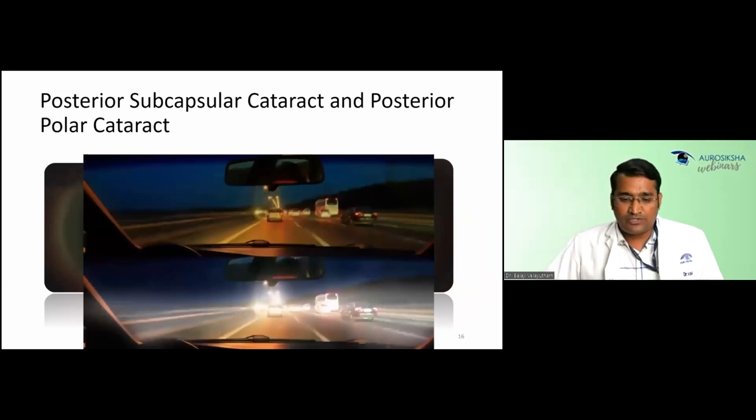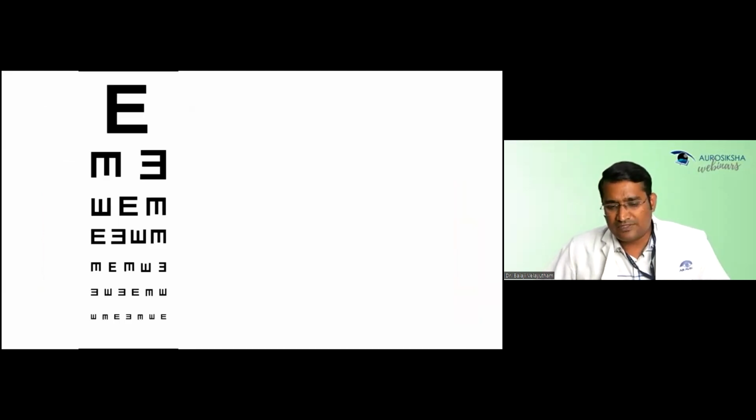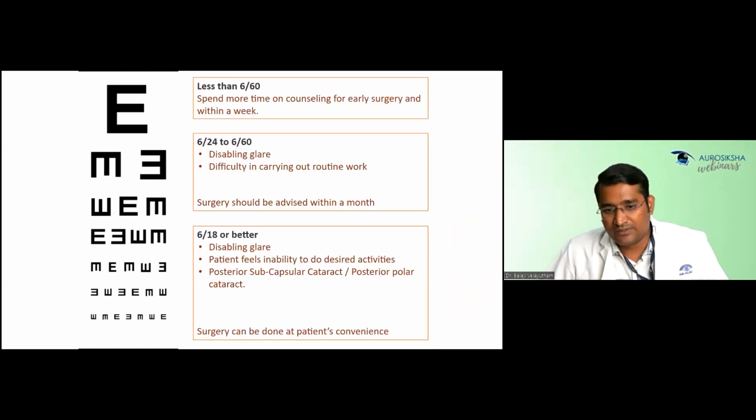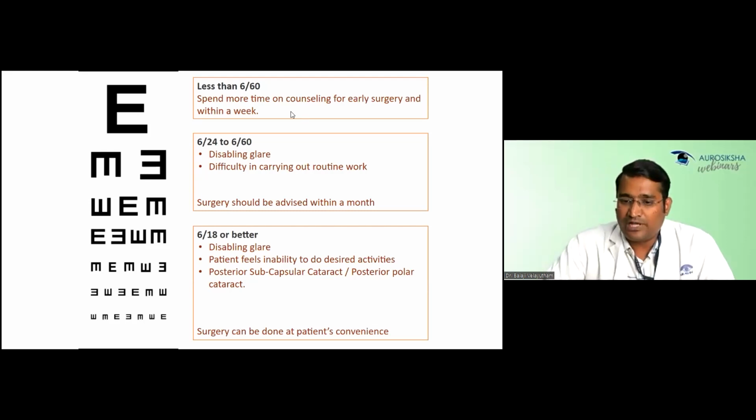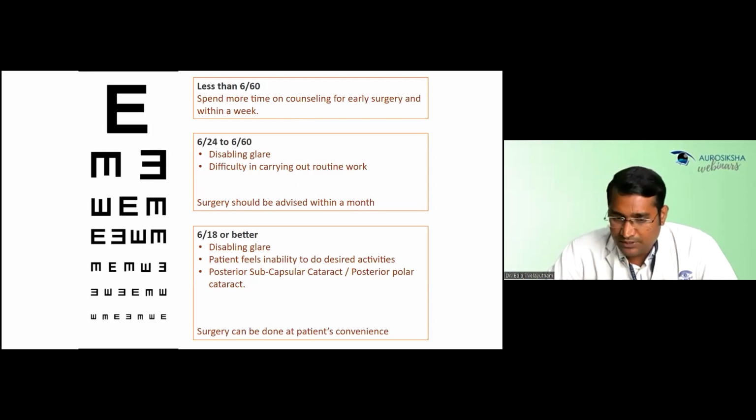So what does a counselor do when each of these cataract patients with each of these types present? So this is a rough guide as to how you can counsel. A patient with less than 6/60 vision, a counselor has to spend more time on counseling for early surgery, preferably within a week.